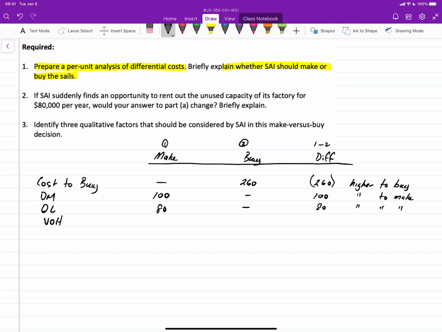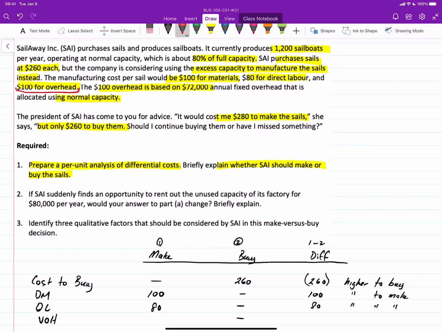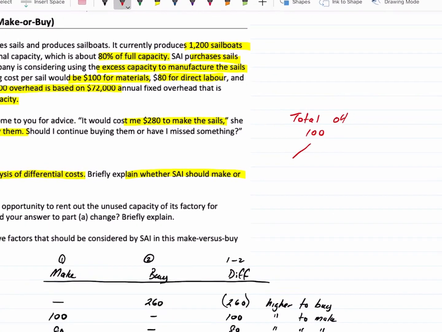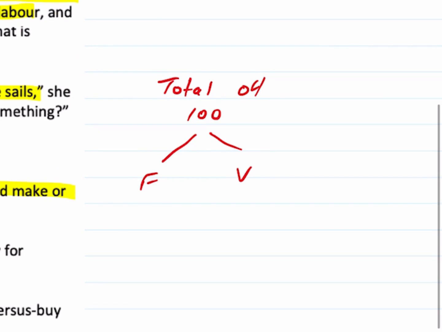If we look at variable overhead, there is no variable overhead associated with buying the sails, but there is in order to make it, but we might have to actually calculate the variable cost of overhead. So what do we know about the overhead here? We know that the total overhead cost is $100, but that's split between fixed and variable overhead. All we know is that that $100 also includes $72,000 in annual fixed overhead that's allocated using normal capacity. So the question is, how much of that $72,000 in fixed overhead is allocated to the products?